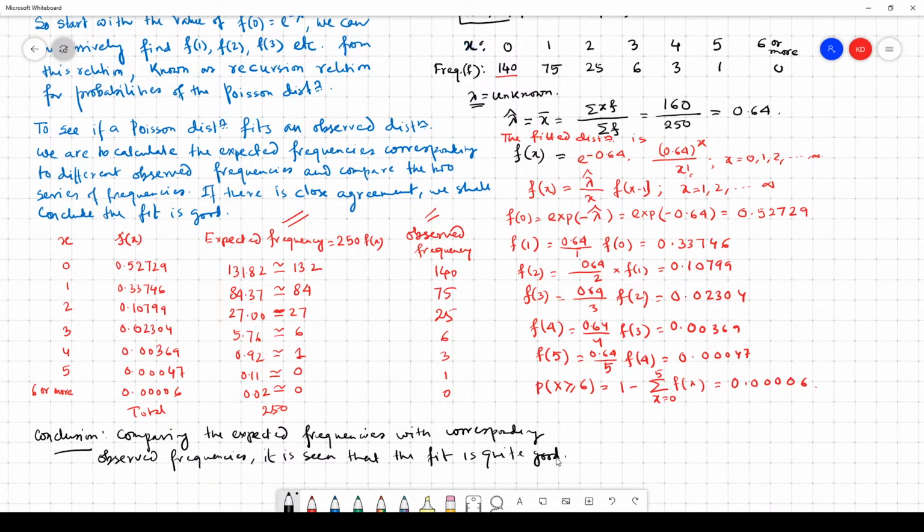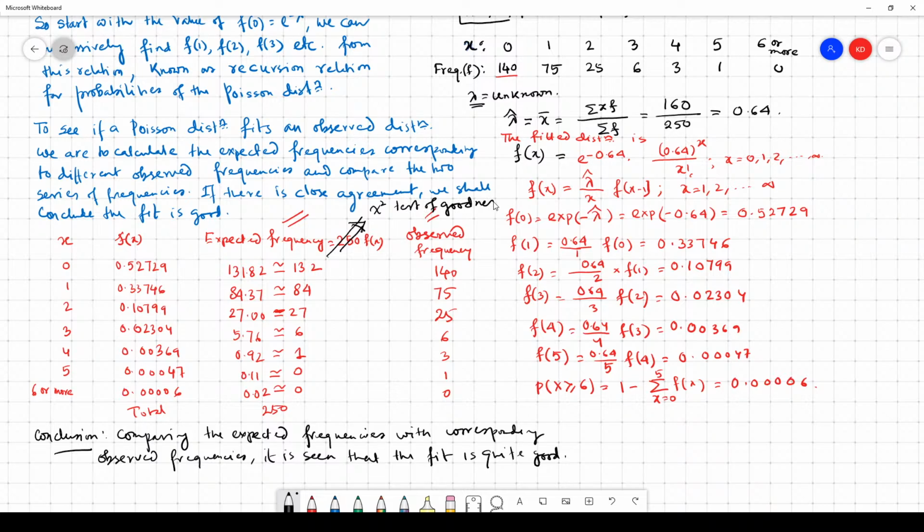Okay, Shashwat asks: sir, how much difference between expected and observed frequency is acceptable? You were asking the right thing. Obviously, how much is very difficult to tell you, because for deciding whether this fitting is good or bad, we need to use the chi-square test for goodness of fit.